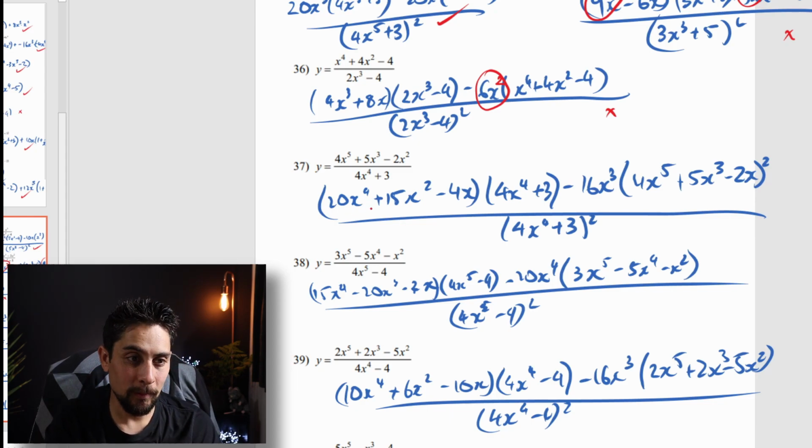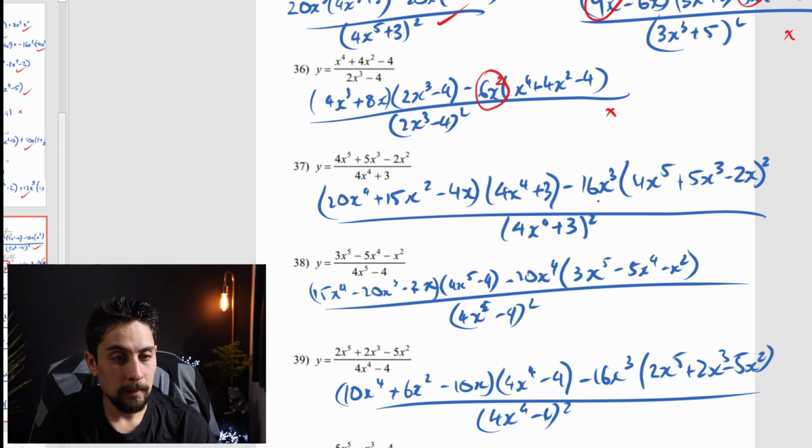Hopefully it gets better. 20x4 plus 15x squared minus 4x. 4x4 plus 3 minus 16x cubed. 4x5 plus 5x3 minus 2x squared. I'm going to look back and see what happened. The bracket's in the wrong place.